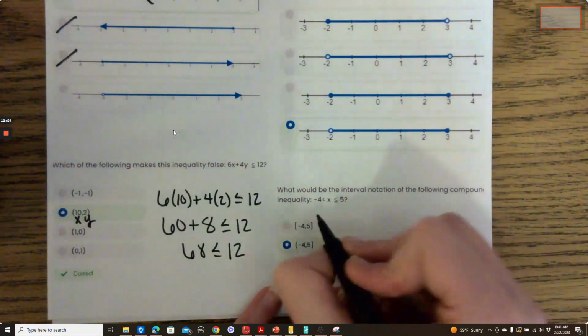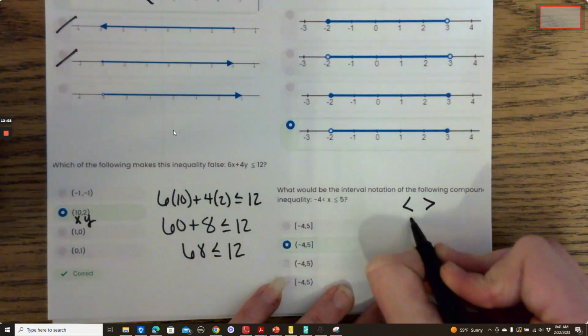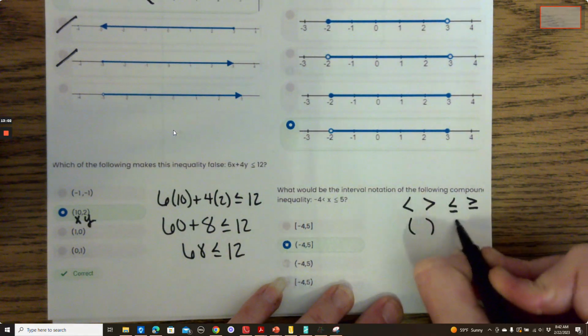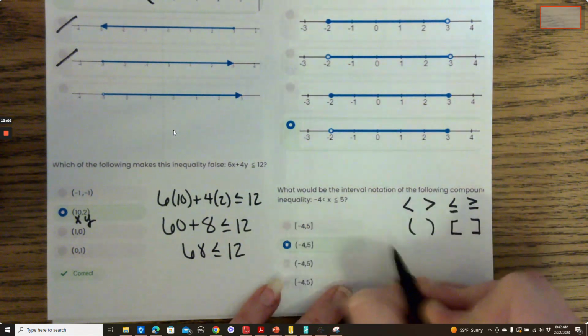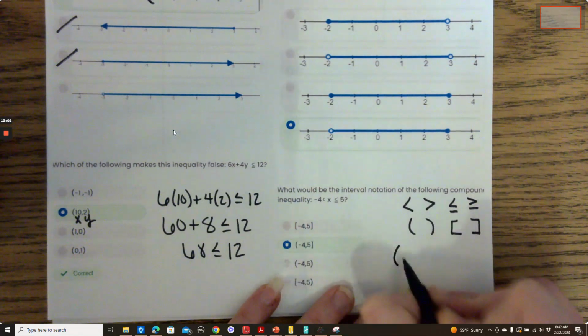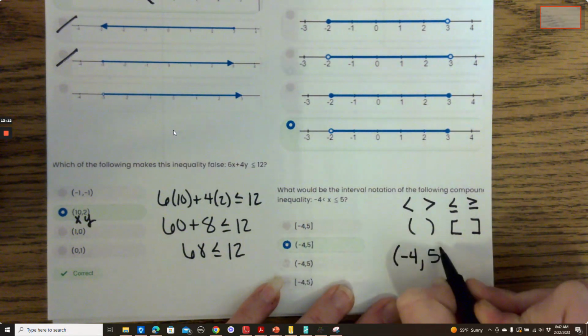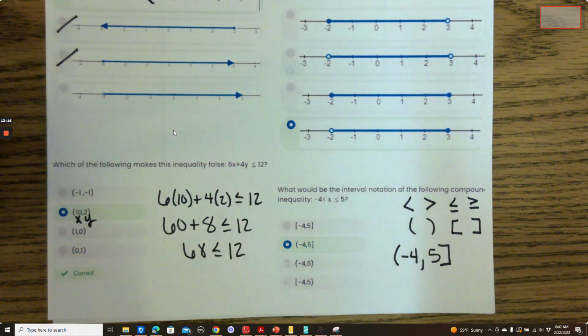Inequality notation. So if you have the signs less than or greater than, you use parentheses. Less than or equal to, greater than or equal to is brackets. So -4 has a less than sign, so it's going to get a parenthesis. 5 has a less than or equal to sign, so it gets a bracket.